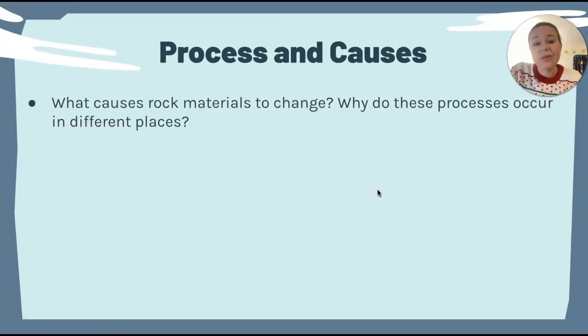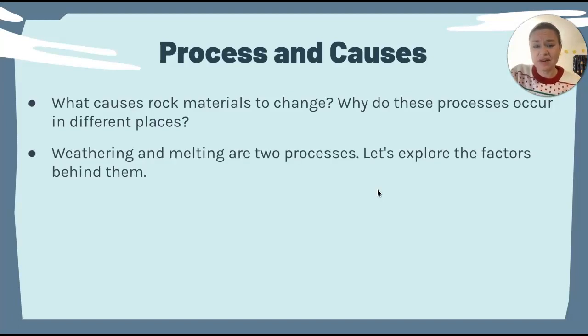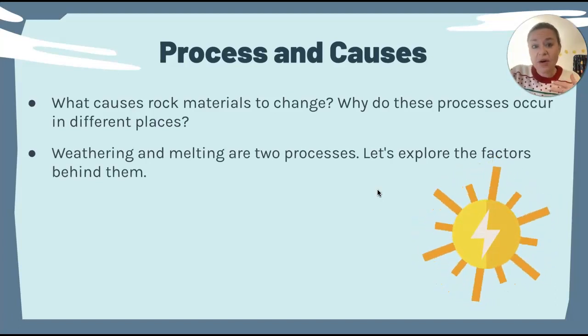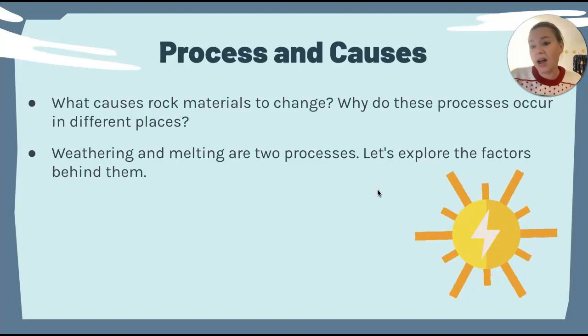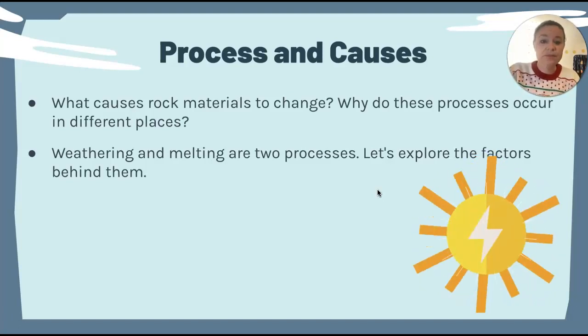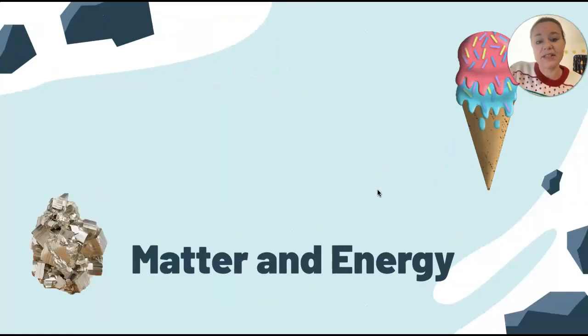So we're kind of wondering what causes rock materials to change, and why do these processes occur in different places? So we know that weathering and melting are two of the processes that are happening. So why are these happening? What causes them to happen? And then why and how is it changing our rock material? So let's explore these factors.